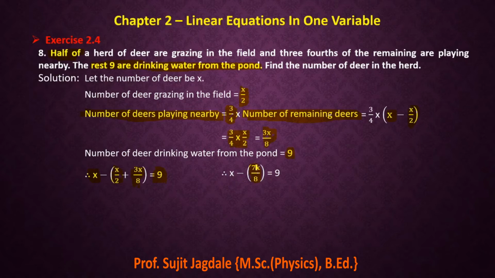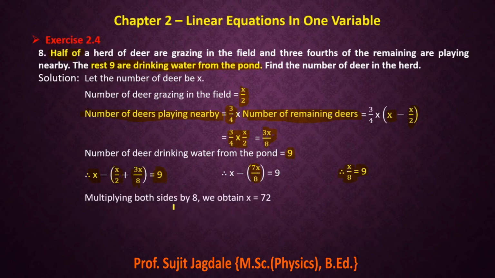Now again x minus 7x upon 8. Again we take the LCM, which is 8. So 8x minus 7x is going to be x, divided by 8, the LCM, which equals 9, remaining as it is. So the final simplest form is x upon 8 equals 9.